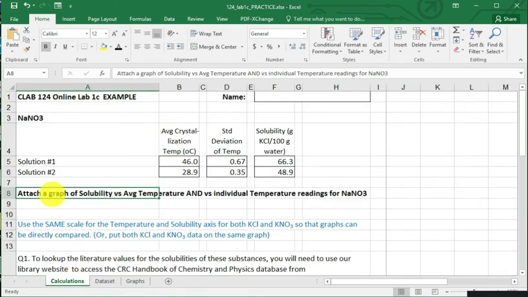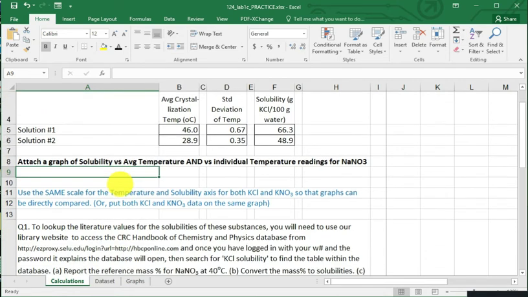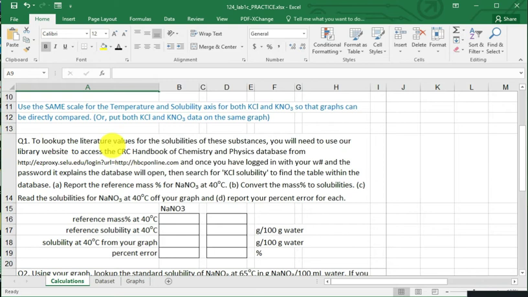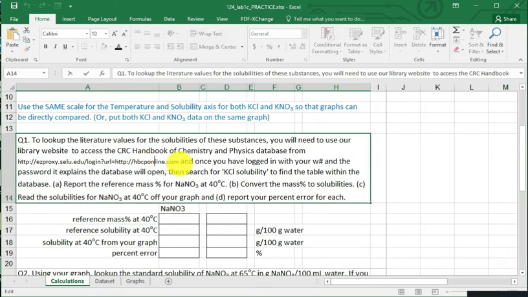All right, let's go back over here. I attached the graph of solubility. If you did a Logger Pro graph, you would save the file and submit the Logger Pro graph as a separate file. Now it says to look up the literature values for the solubilities of these substances. You're going to need to use our library website to access the CRC Handbook of Physics.